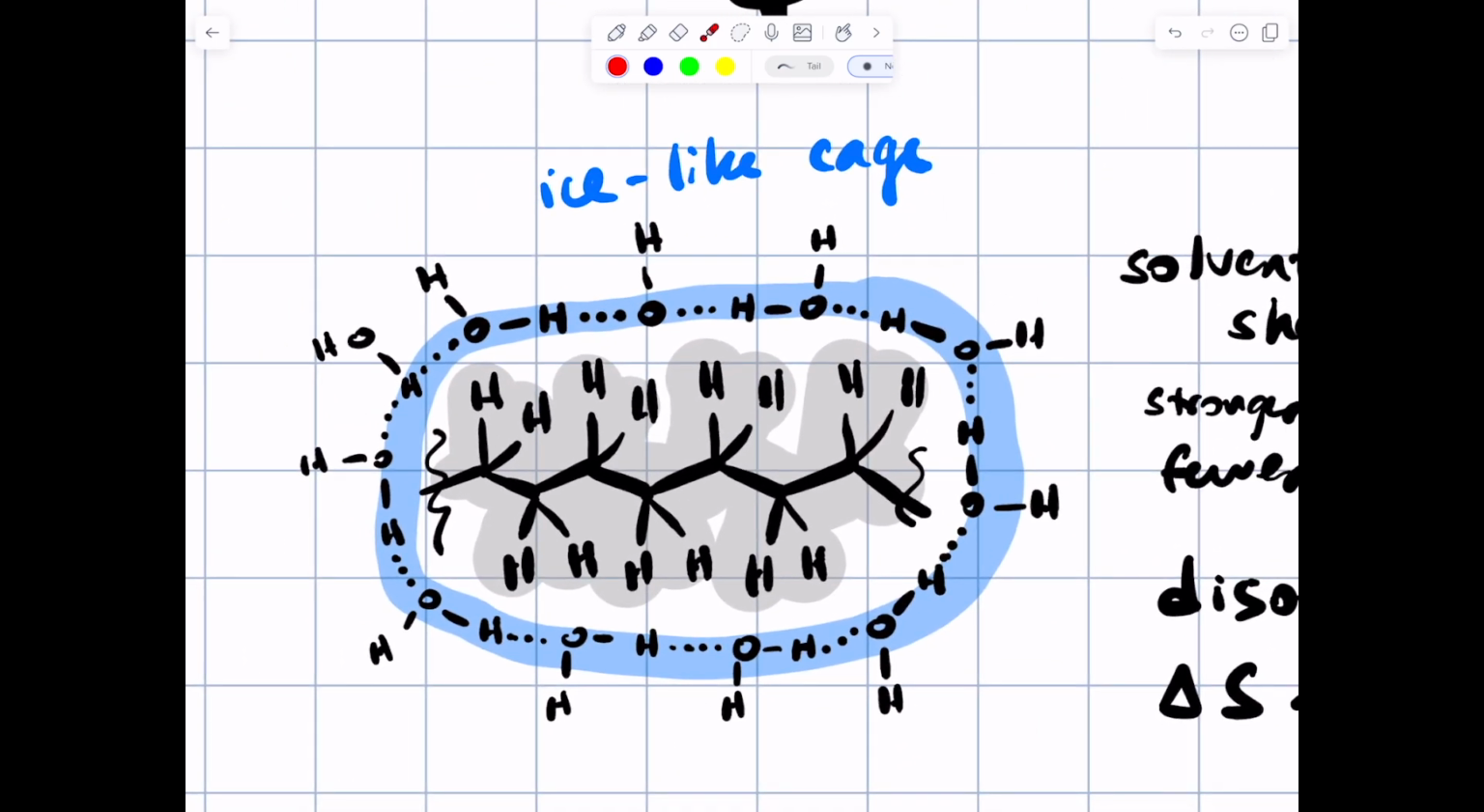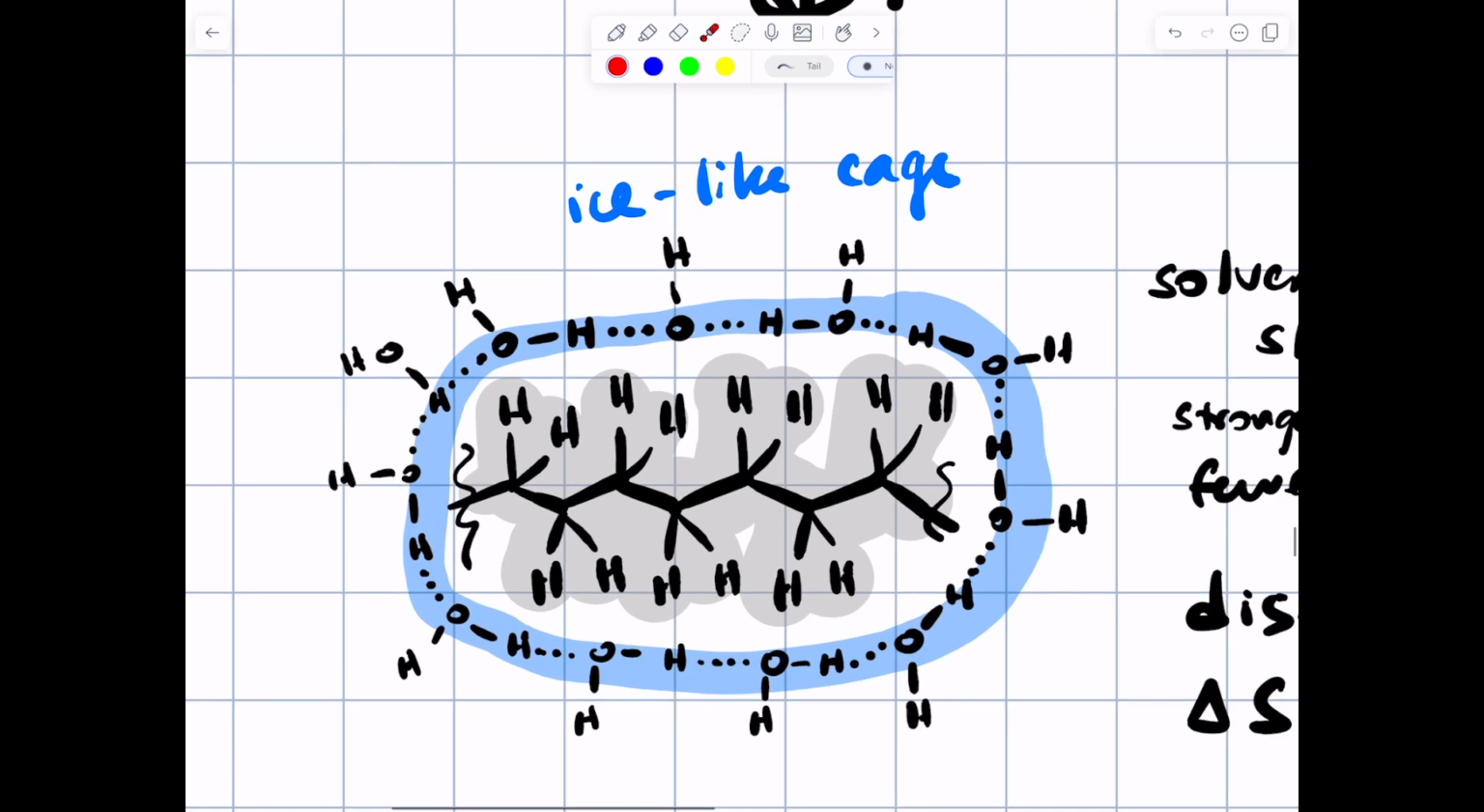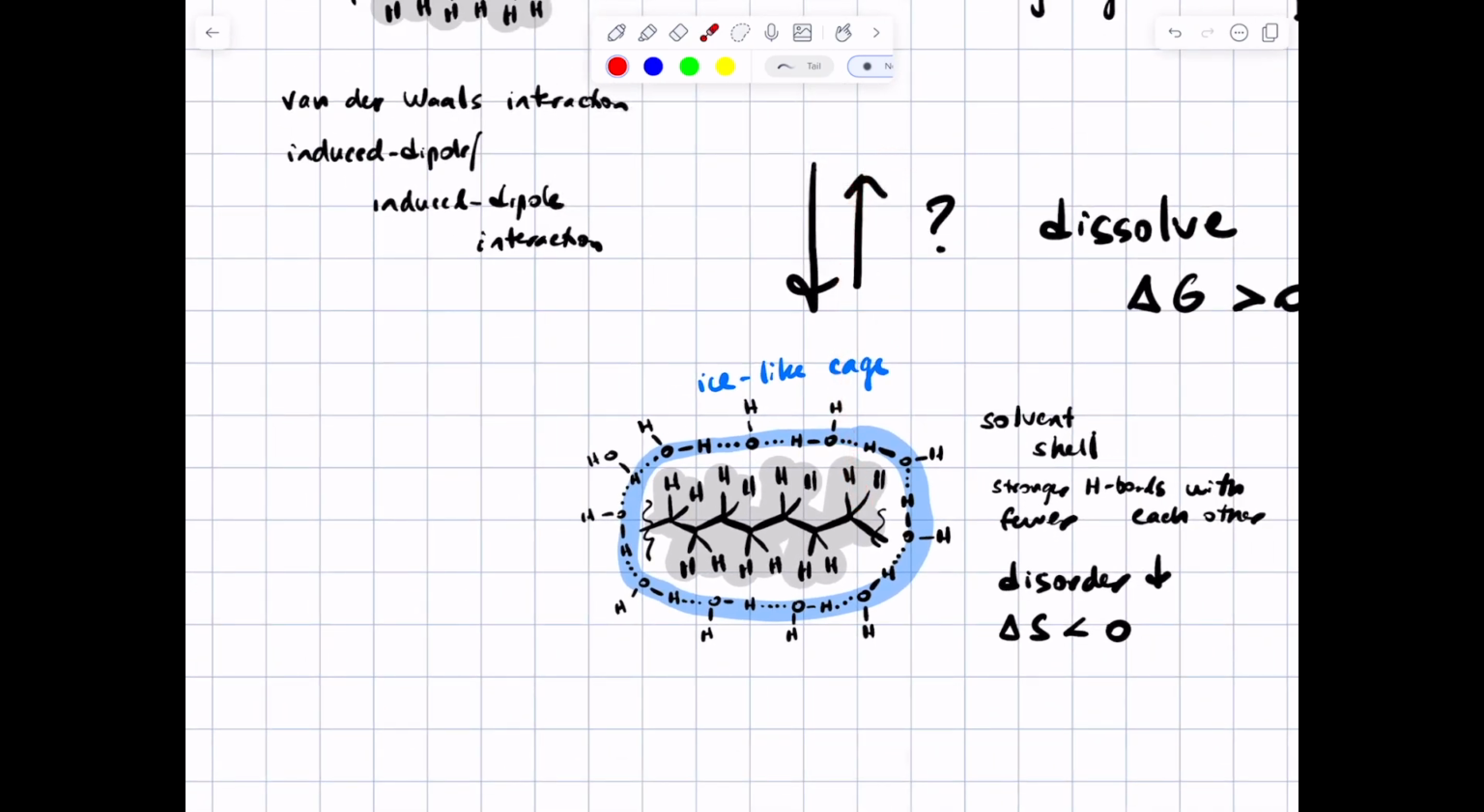What we've intended to show you here is what would happen if the oil dissolved in water. These are water molecules that immediately surround the oil. So hydrocarbon, oil, and the water.